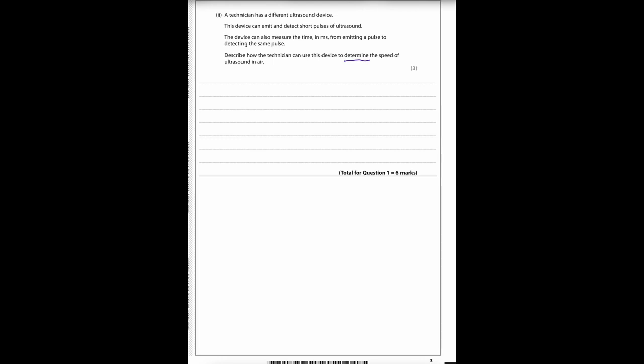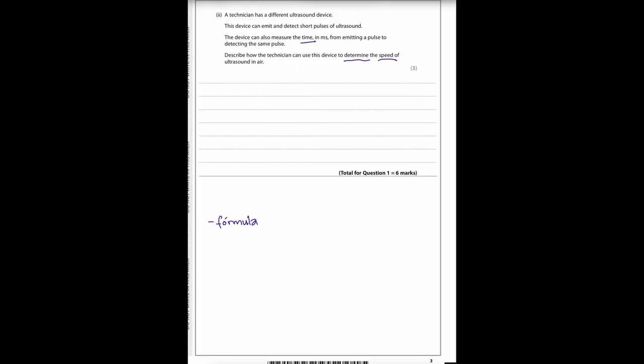So the first thing I've got to make sure I'm doing is stating the formula for the thing. I've got to try to identify some kind of formula if I can. And what's the formula here? Well, I'm trying to determine the speed, so obviously it's got to be a formula with speed in there. And then what am I trying to do? It says it measures the time as well.